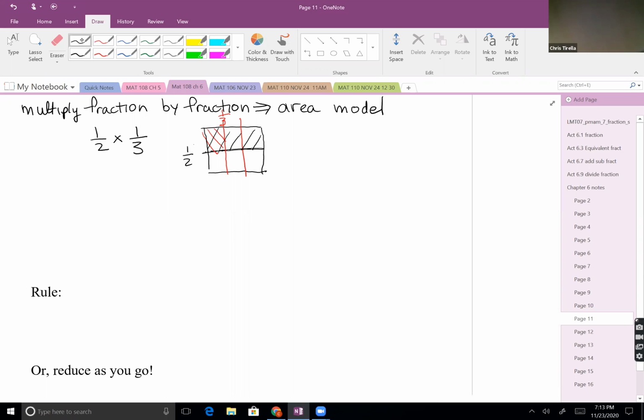And if I look at the full square as a whole, is it obvious that this product, this piece that's got dimensions 1/2 by 1/3, would be 1/6.